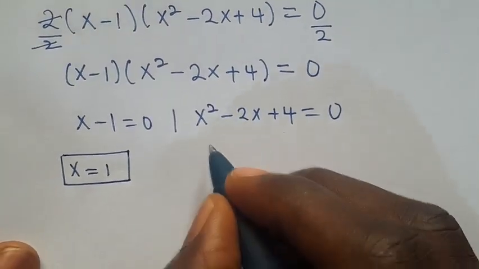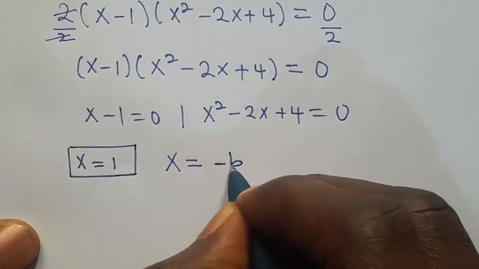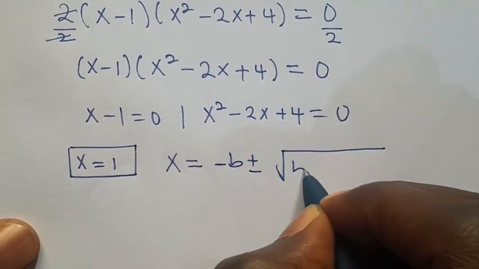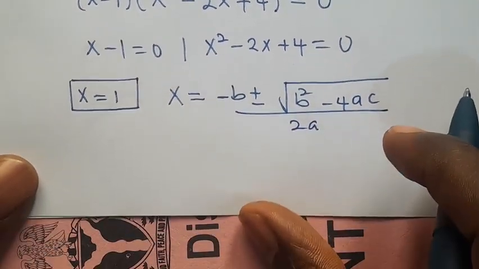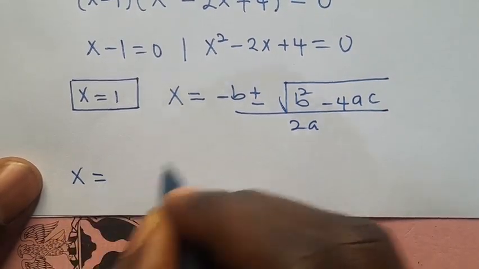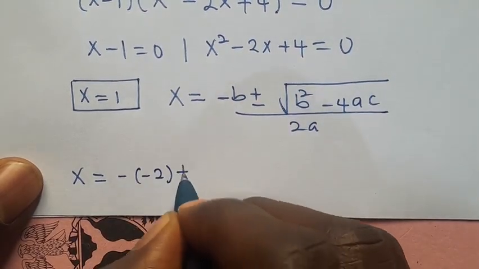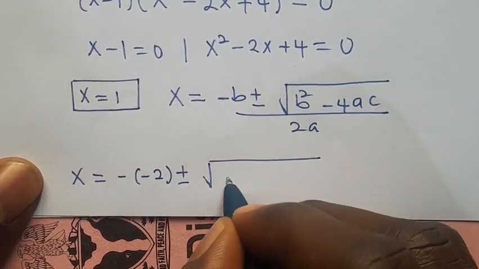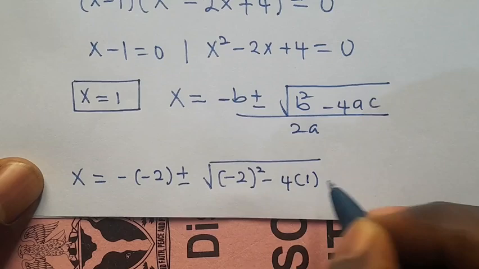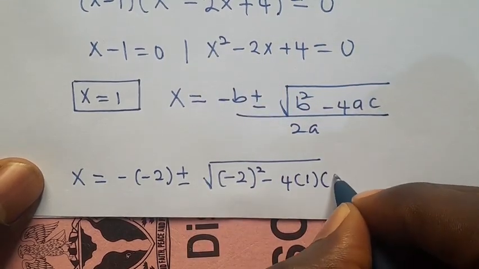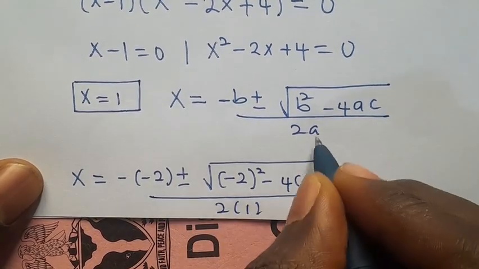Then from here as well, we can get the possible values of x by applying the quadratic formula, where we are going to have x equals minus b, positive or negative, root of b squared minus 4ac, divided by 2a. So this will be x equals, our b is the coefficient of x, which is minus 2. So here will be minus (minus 2), positive or negative, root of (minus 2) to the power of 2 minus 4 multiplied by a, which is 1, the coefficient of x squared. Our c is 4, the constant, then all divided by 2 times a, which is 1.